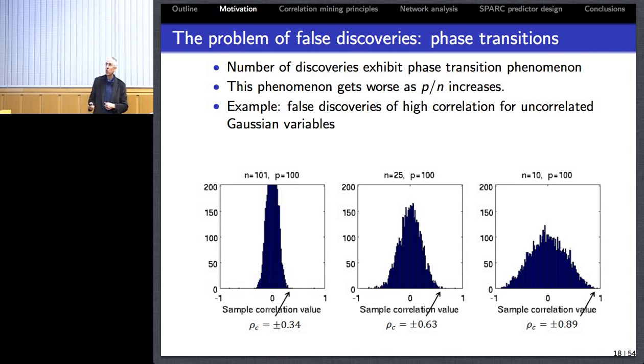If you make that assumption, then you can get very accurate estimates of where these phase transitions occur. And now you can use these to say, well, if you only have 10 samples, you'd better not be looking for correlations that are less than 0.89, right? Because they're just going to be spurious. If you have 25 samples, you can be pretty confident you find a correlation that's, say, 0.8 or 0.9, because it's well above this critical threshold.